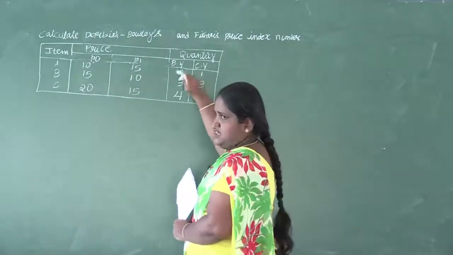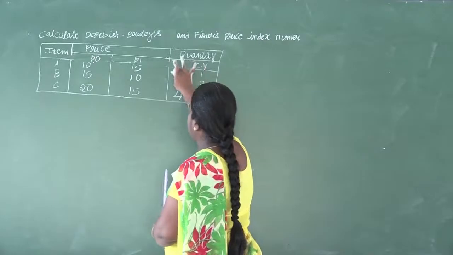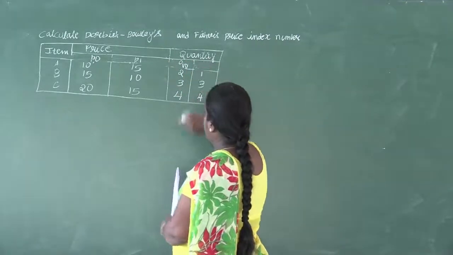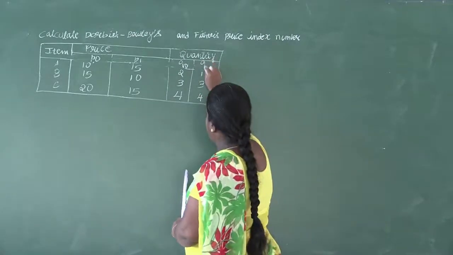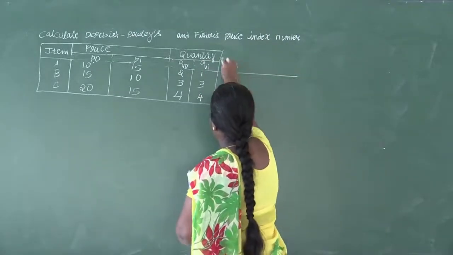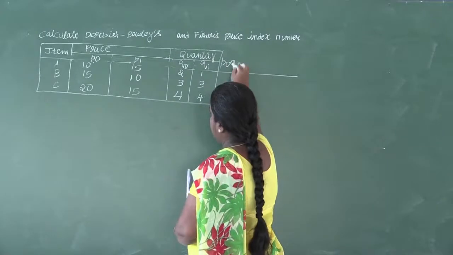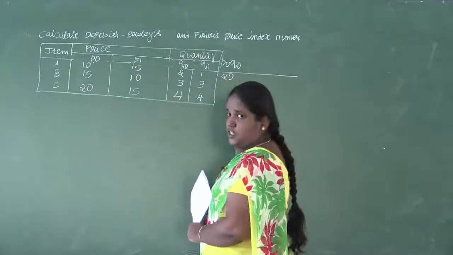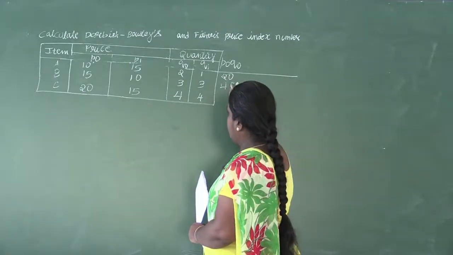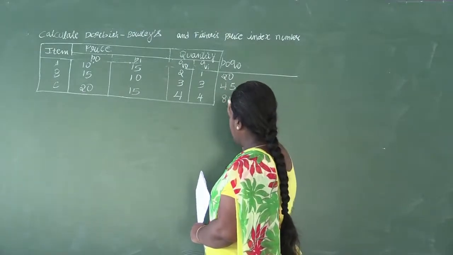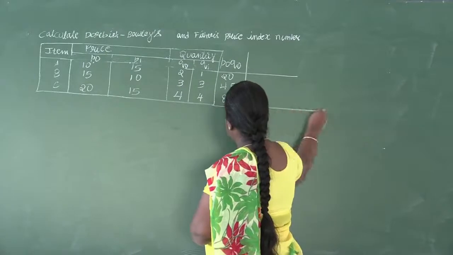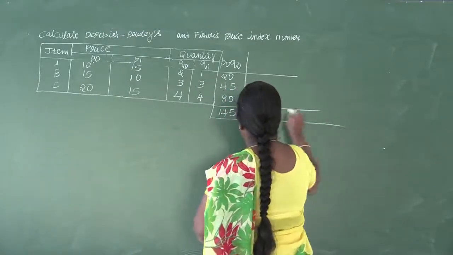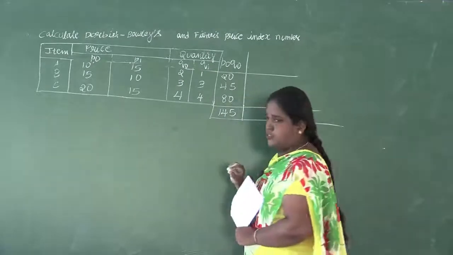Then here for base year I have written BY. So quantity of base year is denoted by Q0. Then current year quantity is Q1. Now multiply P0 and Q0. It is 10 into 2, 20, 15 into 3, 45, 20 into 4, 80. And the total of this will get 145. Total of P0 Q0 is 145.